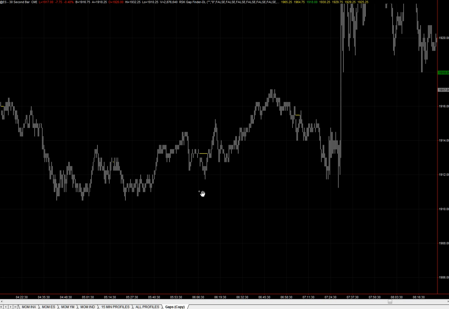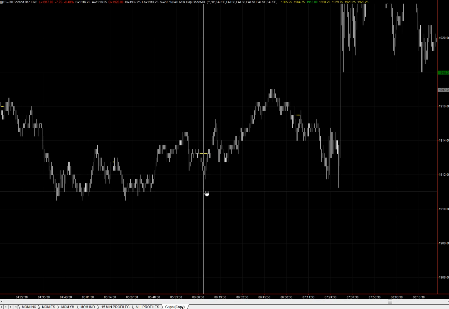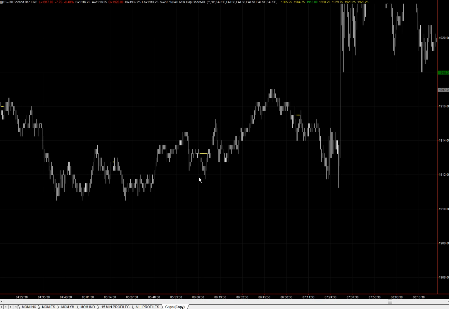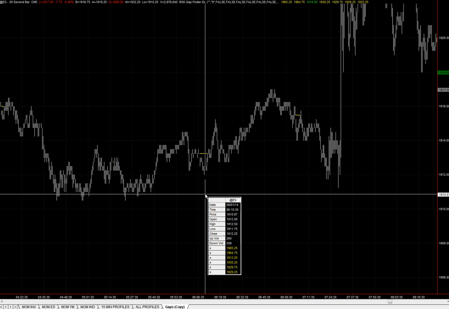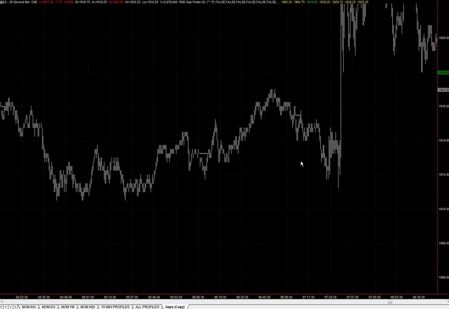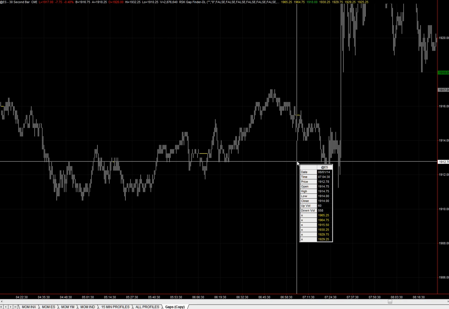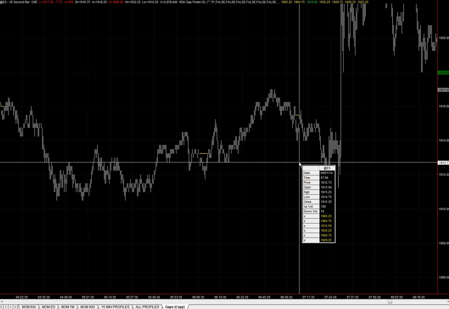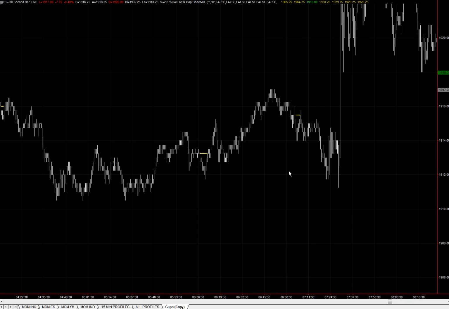And here's a tradable upper gap of 1911.75 up to 1913.25. That's not bad. Same over here, 1914 up to 1915.25.